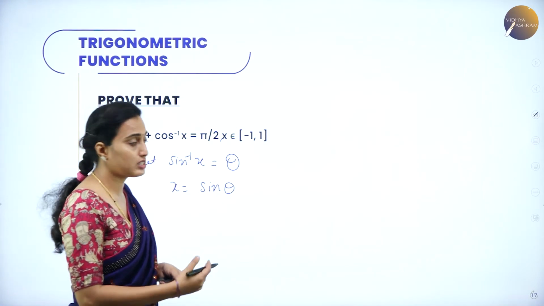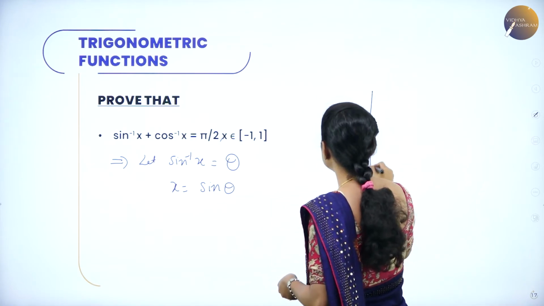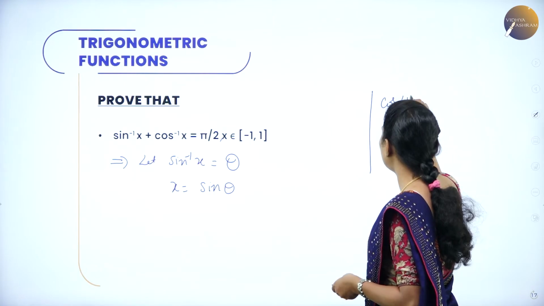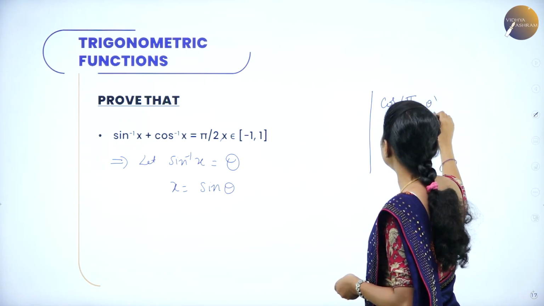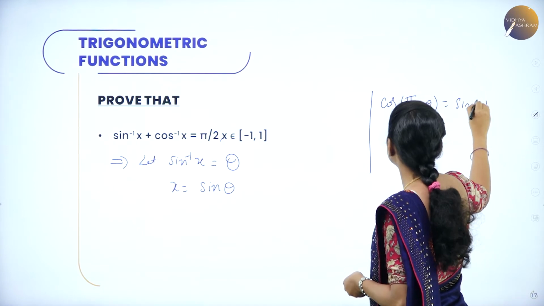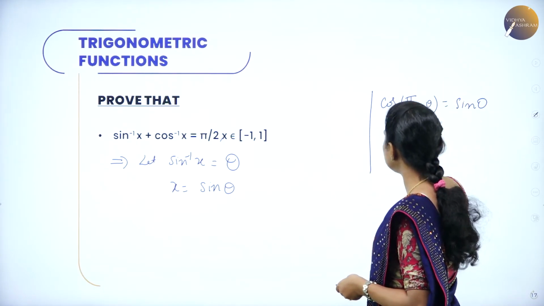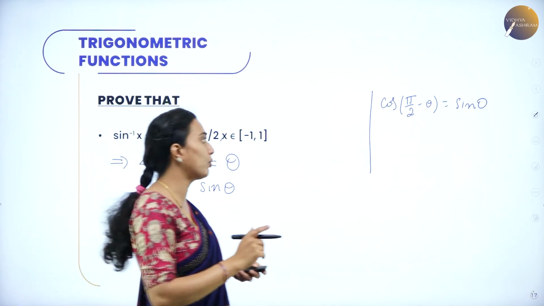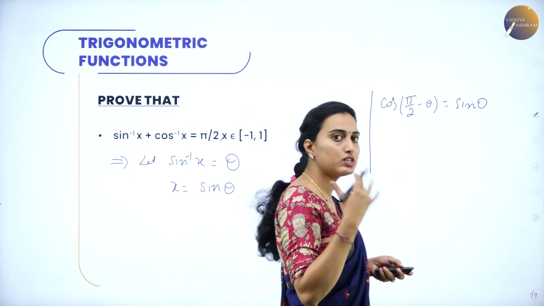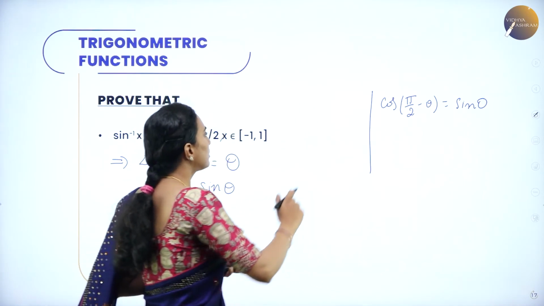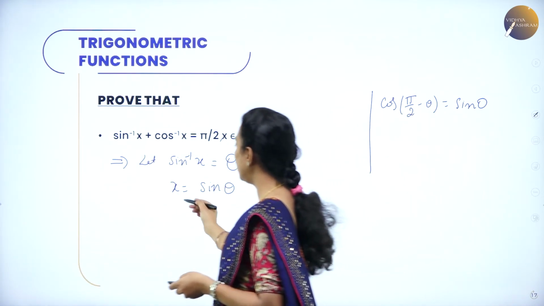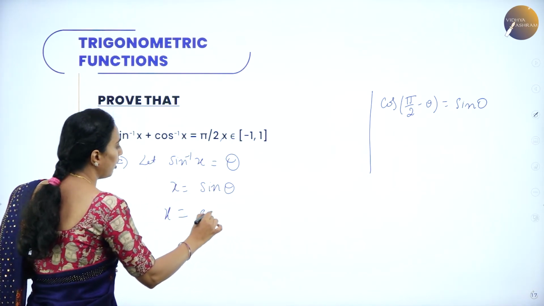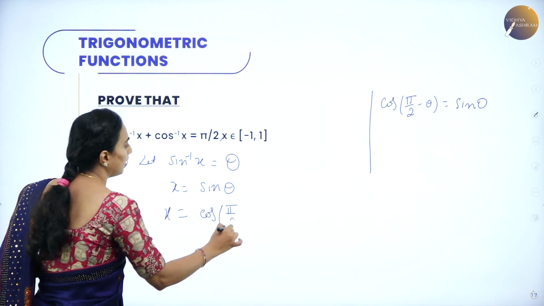As you know already, just now we have told, sin theta you can write as cos of 90 minus theta. Cos of 90 minus theta is nothing but sin theta. In multiples of 90, cos will change to sin. 90 minus theta falls in the first quadrant, which means it is positive. Cos function is positive in the first quadrant. Correct? So cos of 90 minus theta is sin theta. Therefore, x can be written, in place of sin theta, as cos of 90 minus theta.